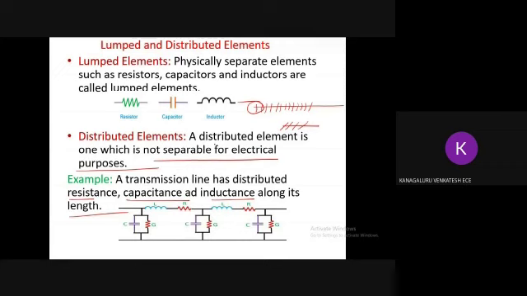But in our circuit theory, we are going to talk only about lumped elements. We are not going to talk about transmission lines, I mean distributed elements. Clear? So another category of elements we come across: lumped elements and distributed elements. Lumped elements, as we already heard, are elements which can be separated physically. Examples are resistor, capacitor, and inductor.